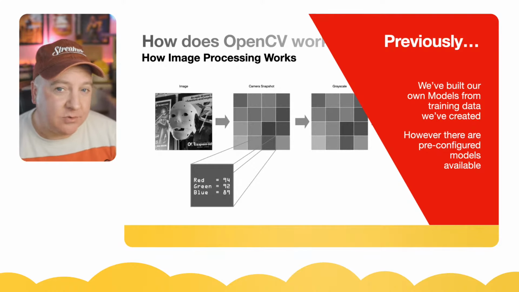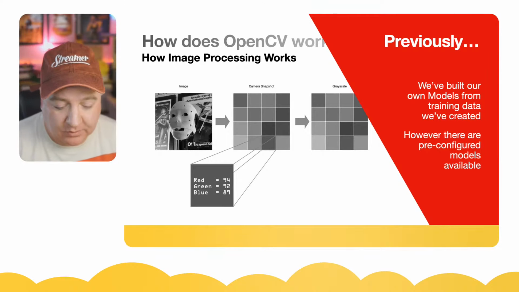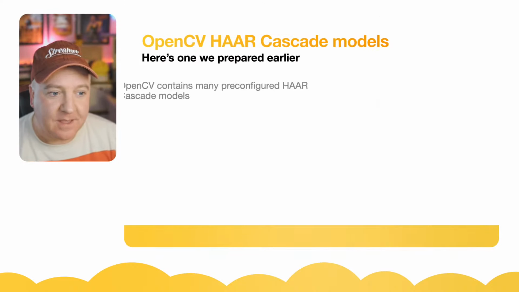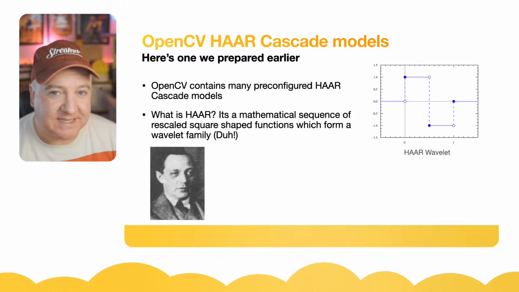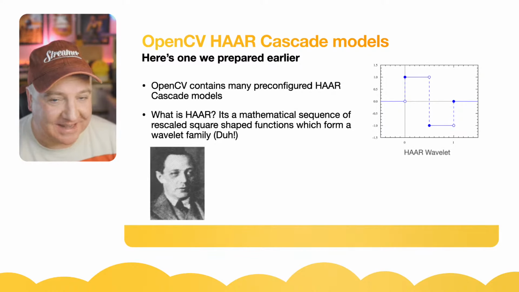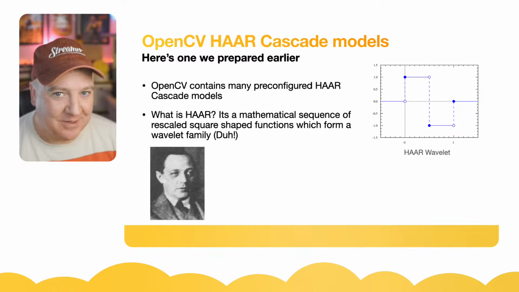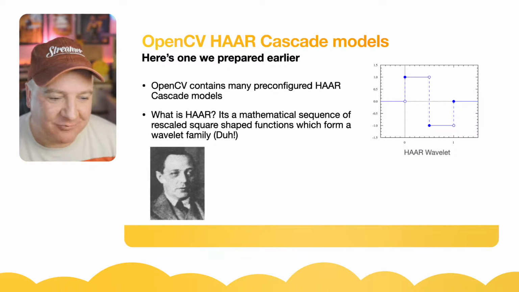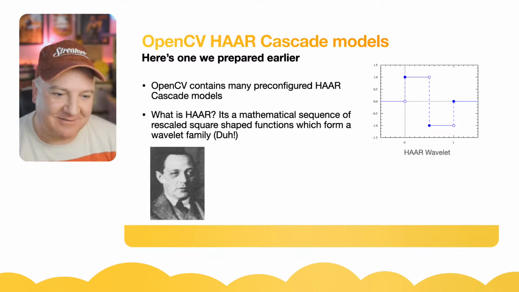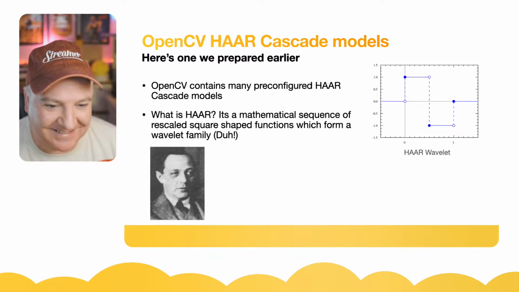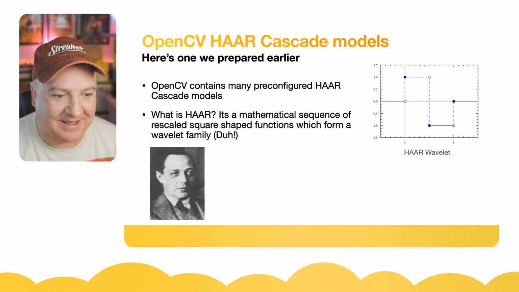But you can just download pre-configured models, and that's what we're going to be looking at today. So this uses something called OpenCV HAAR Cascade models, and that sounds very technical and very unfamiliar if you've not seen this before. So what is HAAR? HAAR is a mathematical sequence of rescaled square-shaped functions that form a wavelet family. So if you don't know what that means, don't worry, we're going to look at that today.